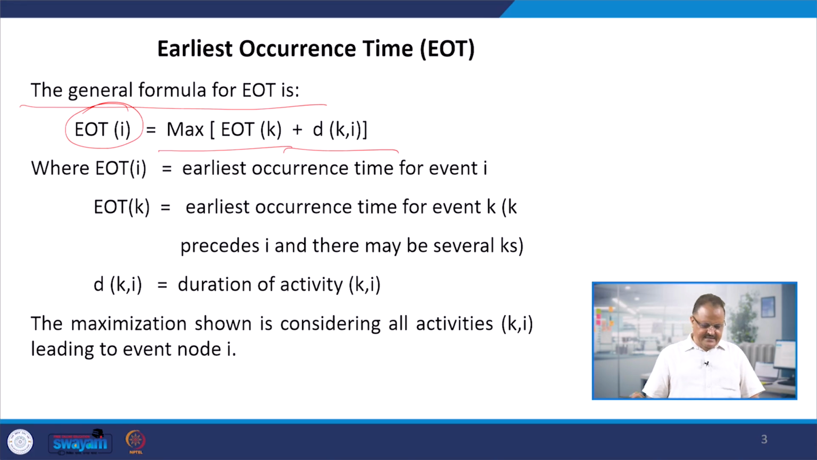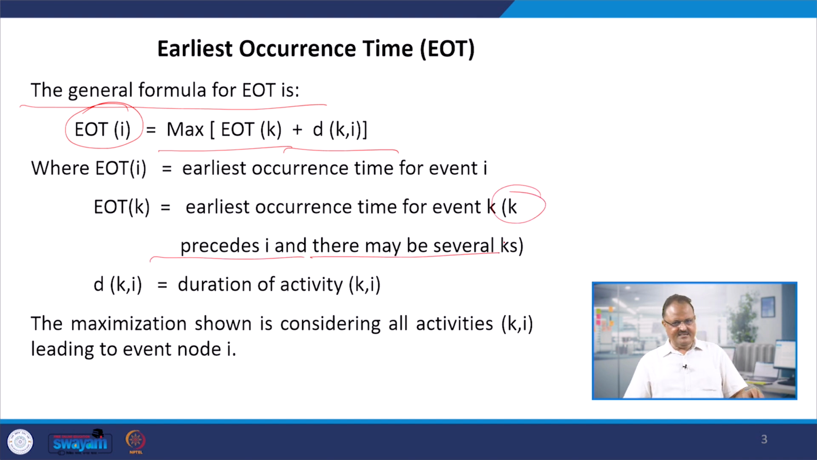So it clearly says that EOT of I is the earliest occurrence time for event I, and EOT of K is the earliest occurrence time for the event K. K precedes I. This is a very important thing. K precedes I, so it means first you want to go up to I. First you have to find out how much time is taken for completing the event K, and what is the duration of the activity which is going to be performed between K and I, because K is the preceding event. First you will complete that, then you will go up to I.